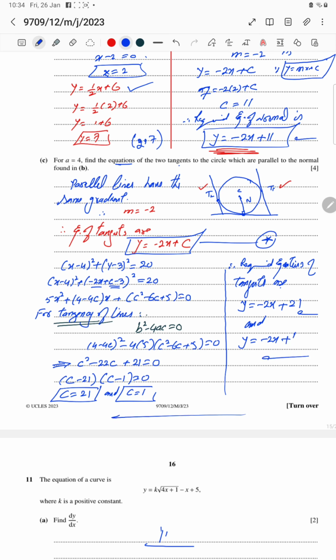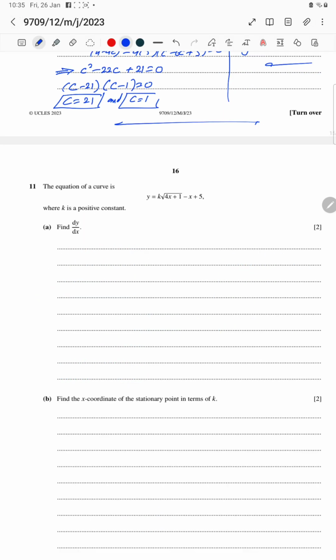I hope it is clear. This is the end of this question. Now we are at the last question. Okay guys, now we are at the last question of this paper.